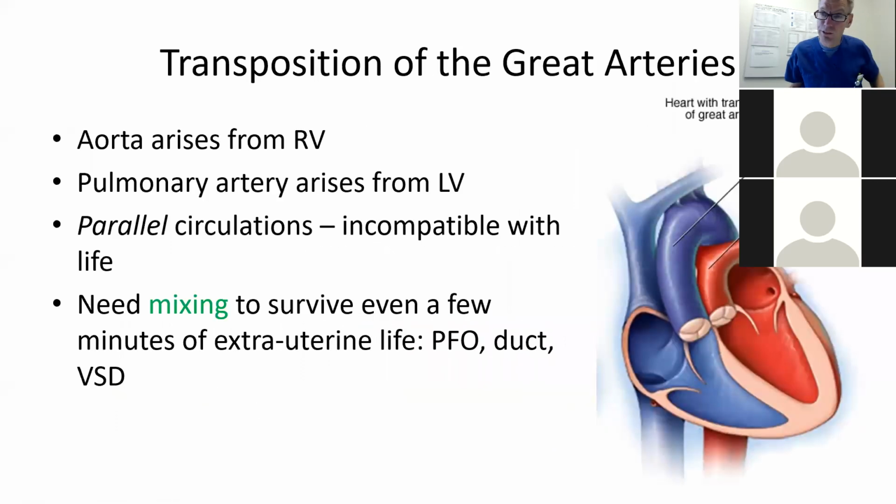So let's talk about a TGA, because of all the cyanotic heart disease types I want you to know something about, you need to know about Tetralogy of Fallot, and you need to know something about a TGA.